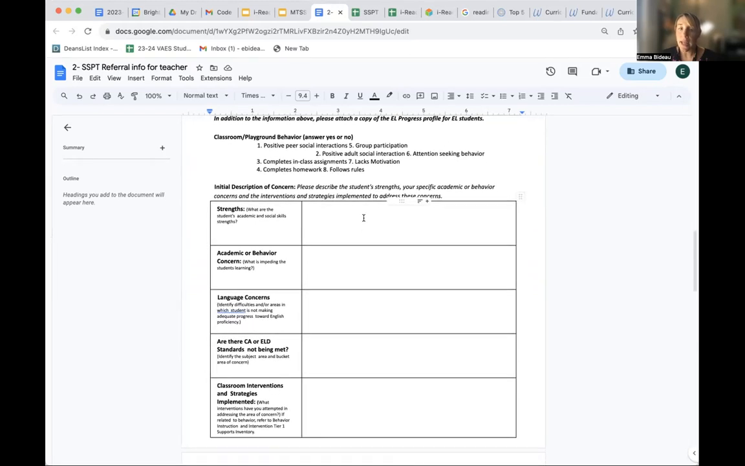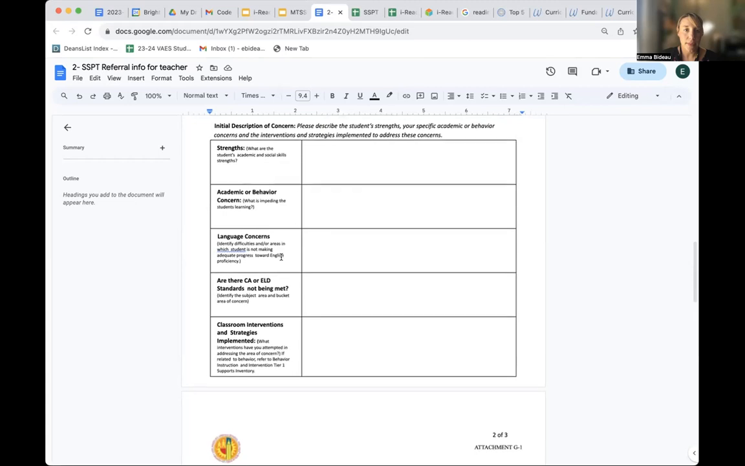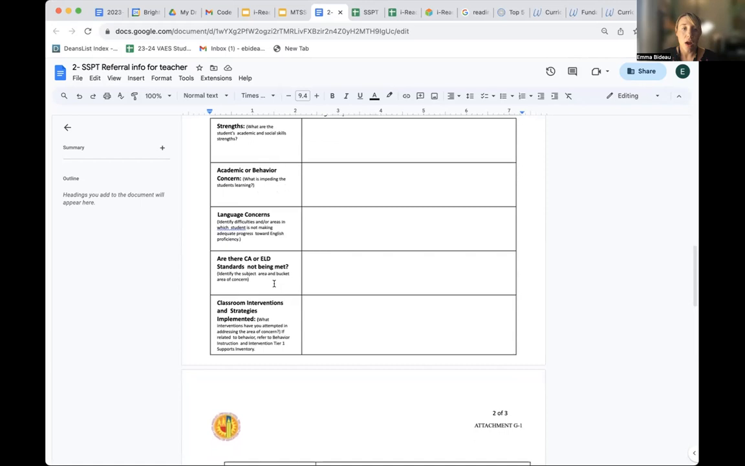If it is a behavior referral, you'd be filling out more about the classroom and positive behavior or playground behavior. And then more in depth about your reason for concern. What are their strengths? What is the academic or behavior concern? Is there a language concern? Are there any standards not being met?